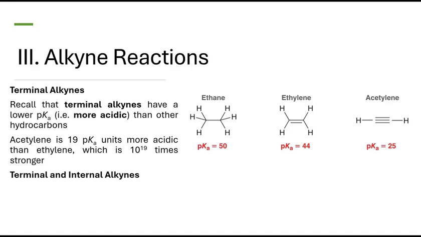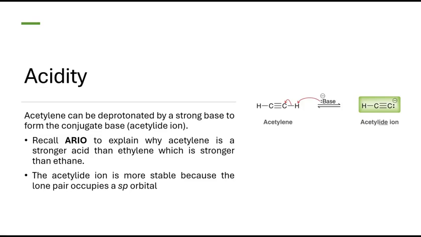Terminal and internal alkynes. Recall that pi bonds may undergo reaction. Acidity. Acetylene can be deprotonated by a strong base to form the conjugate base, the acetylide ion. So here is the base reacting with the acid, resulting in the conjugate base of this acid, the ion.